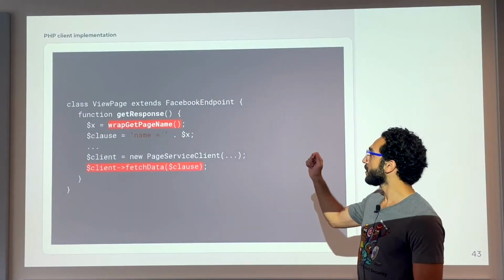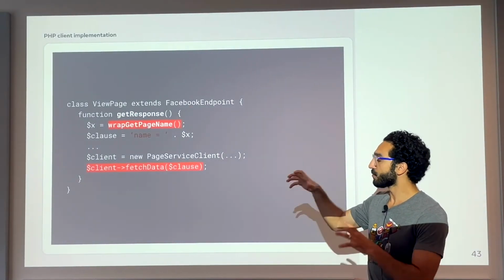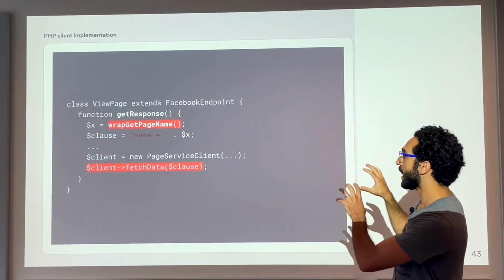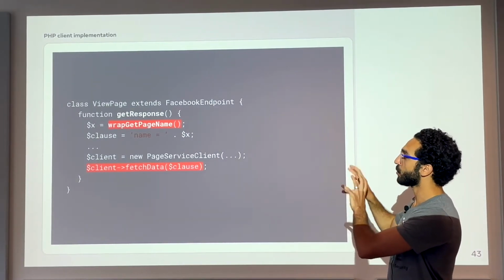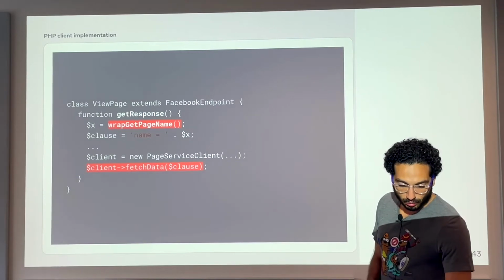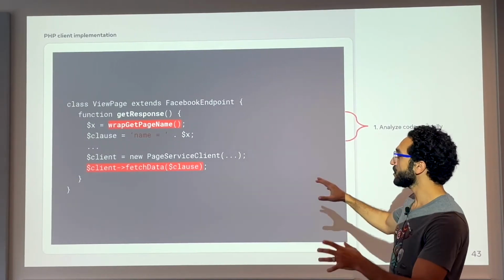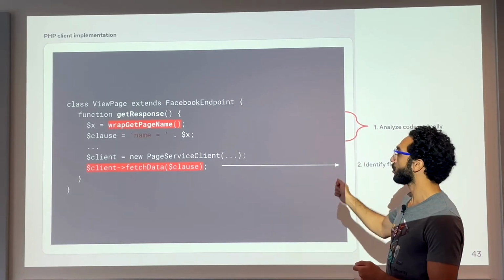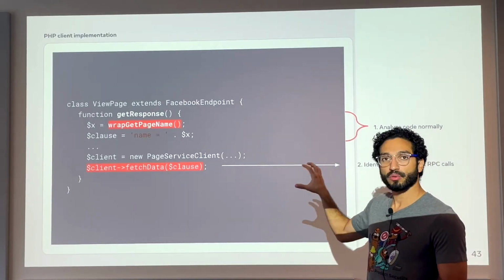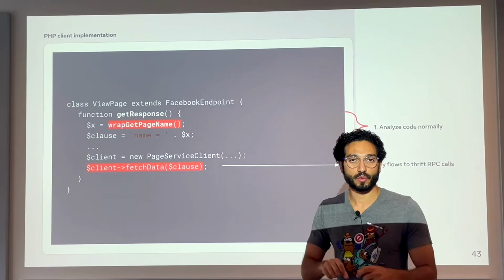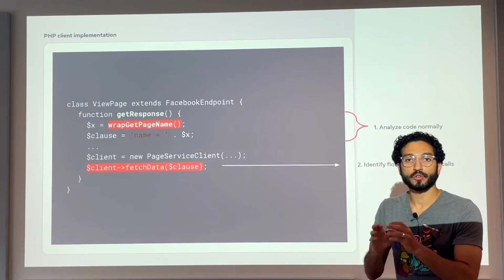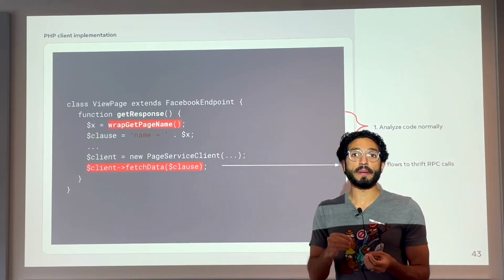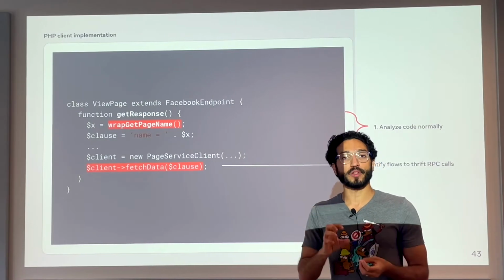So the wrapper get page name. Let's put the taint flow analysis tool and see how it, or Zoncolan, will analyze this code base. It will usually start with analyzing the code normally, but then it also realizes that there is a Thrift call here. So we want to mark all Thrift calls as sinks. Whenever we're calling a Thrift service, you want to mark this as a sink. So we map all user controlled input to that Thrift service.